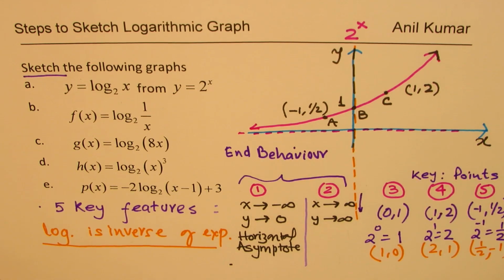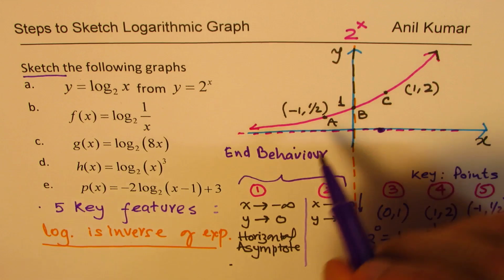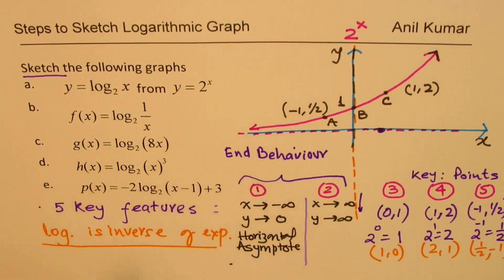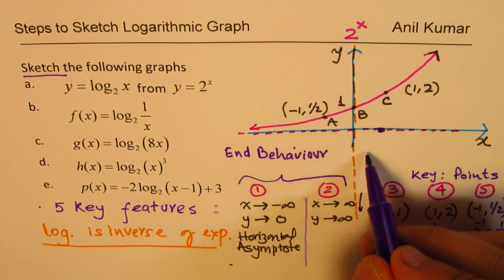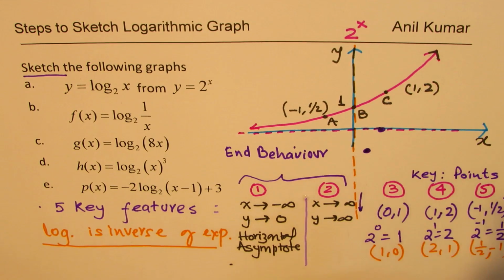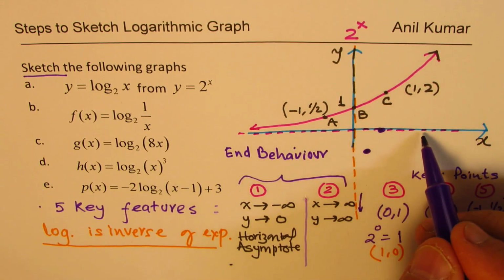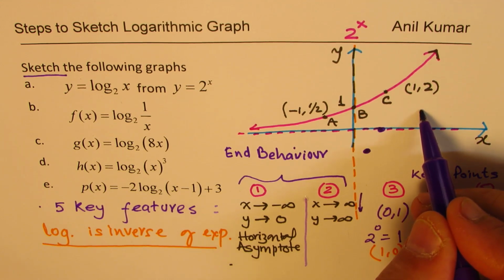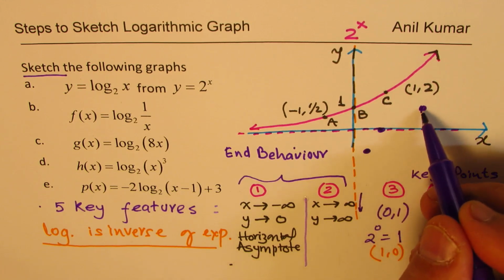Okay. The point which is 0, 1 will now become 1, 0. So this point will come to this point, 1, 0, right? This point, which is minus 1, half, will now be shown at what? Half and minus 1. So at half we get minus 1. That makes sense. And the point which was 1, 2 will now be at 2 and 1. Right? 2 and 1 will be, say, somewhere here. Is it okay? So those are your critical points.